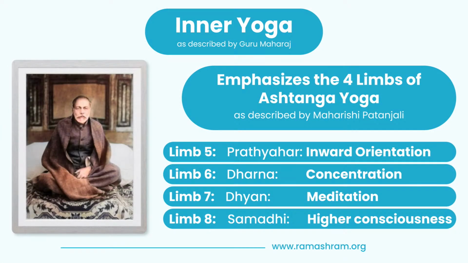Yeah. And now inner yoga is described by Guru Maharaj, who founded Ramashram Satsang Mathura, and emphasizes 4 out of the 8 limbs as described by Maharishi Patanjali. The 4, so inward orientation. Now we will practice this, because it's all about practicing how you imbibe the transcendental energy, so that union with the transcendental energy happens, and these higher consciousness states, the limb 8, samadhi, happen. For that, inward orientation, concentration, and meditation lead to that.